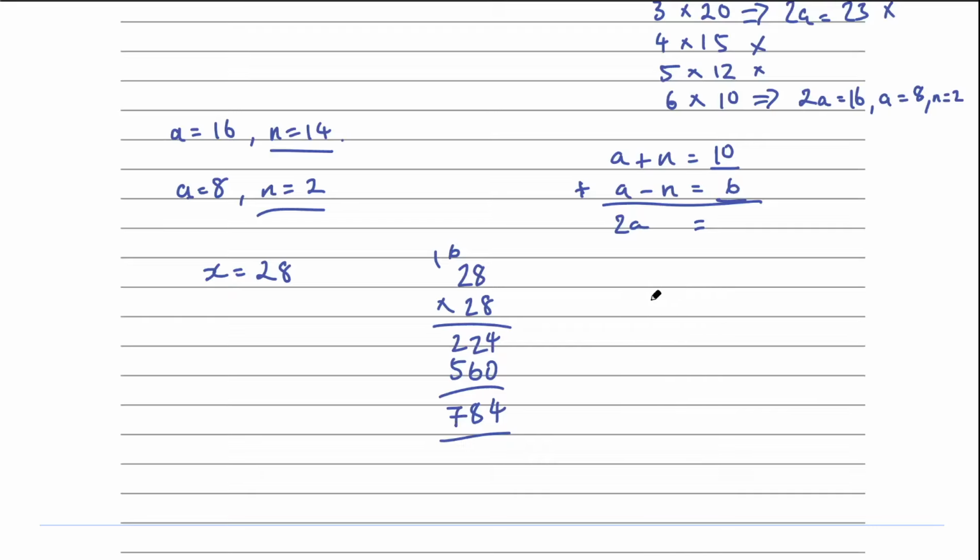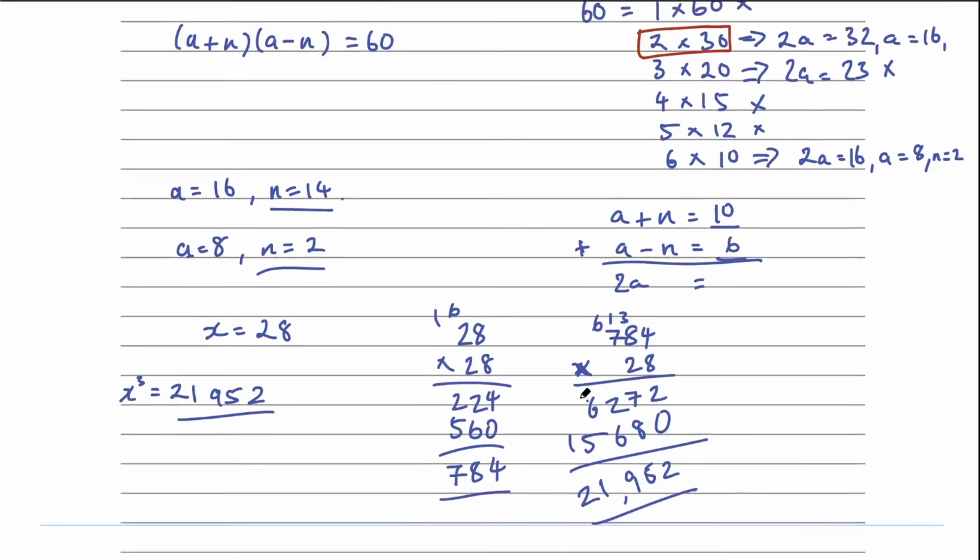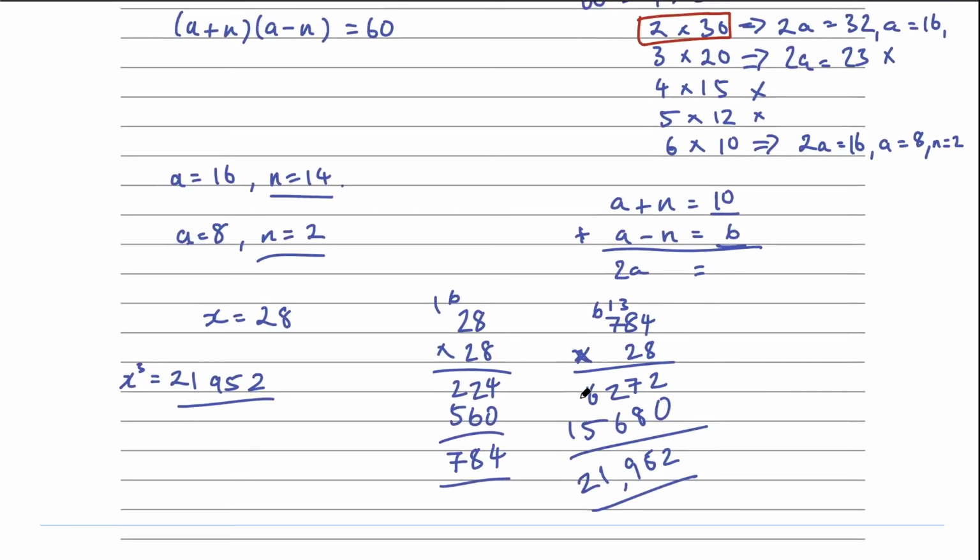784 times 28 again. Okay, so then I end up with 21,952. So x cubed is 21,952. All right. Now there might be a shortcut to cubing numbers actually. I think there is. If you know one, let me know in the comments. But again, yeah, that was the final question that I'm going through on this paper.